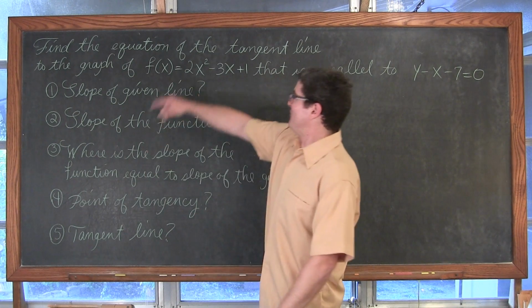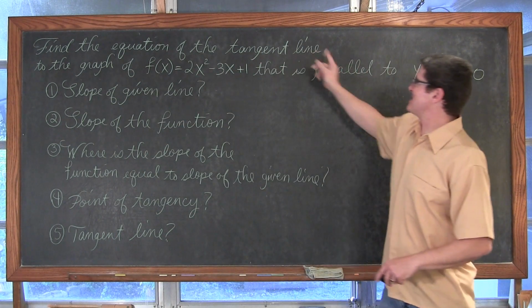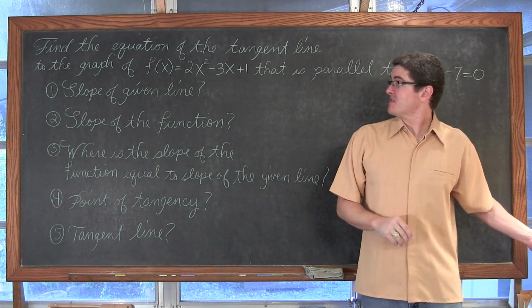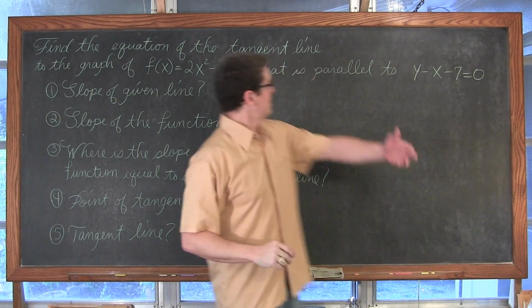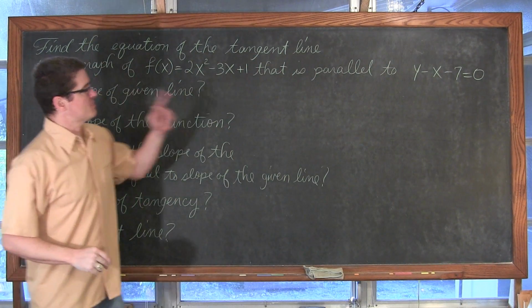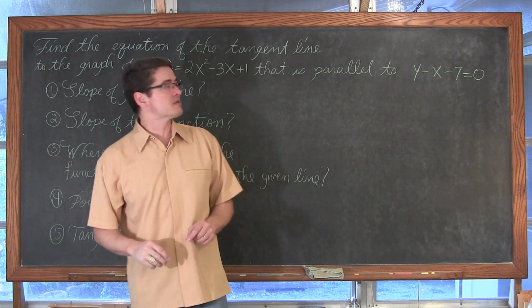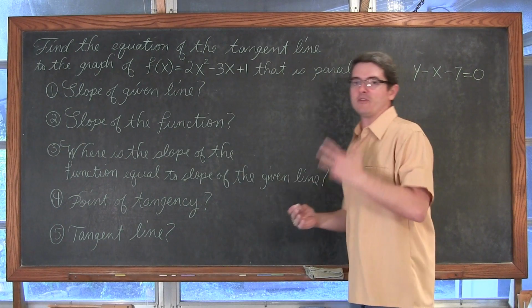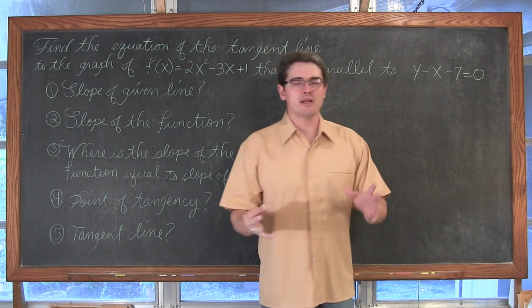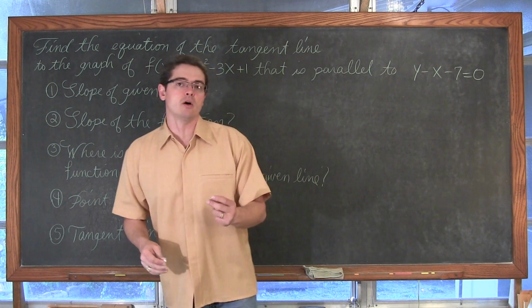Bam! Find the equation of the tangent line to the graph of f of x is equal to 2x squared minus 3x plus 1 that is parallel to y minus x minus 7 equals 0. So, I want to find the slope of a line that's parallel to that line. You've been doing that since Algebra 1. You need a point and you need a slope.